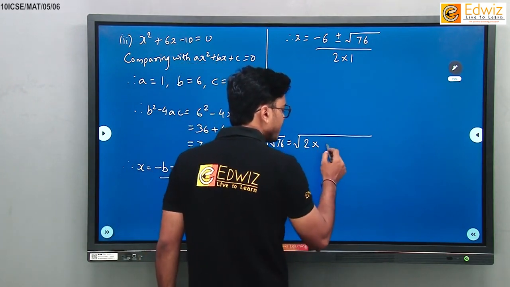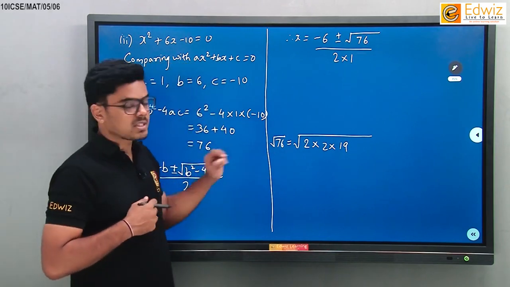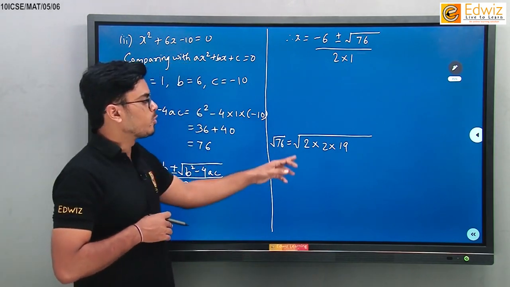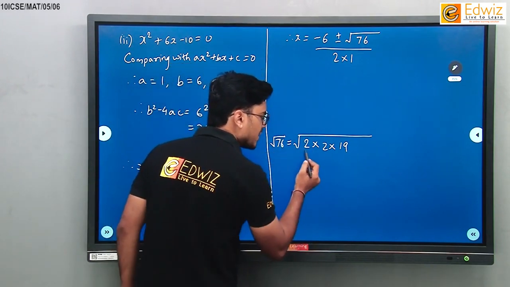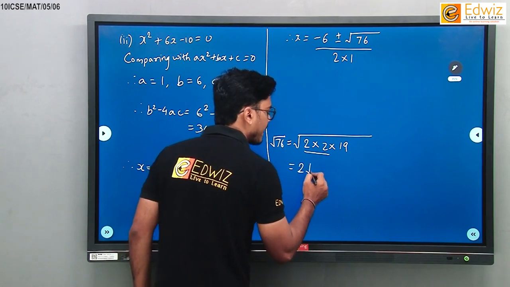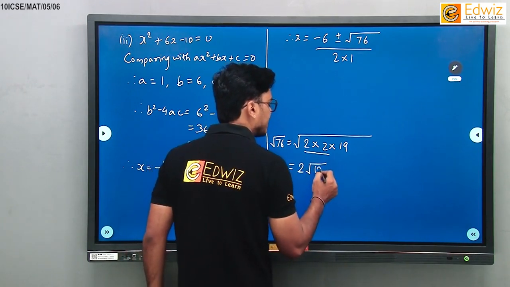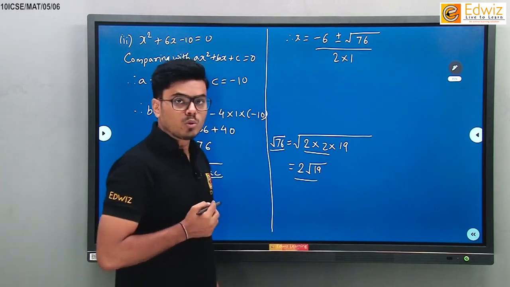38, again, if we divide by 2, you will get 19. So root 76 can be written as 2 into 2 into 19. The reason I am telling you this is because 2 into 2 will come outside. You can write it as 2, and in the root only 19 will be left. So root 76 can be written as 2 root 19.